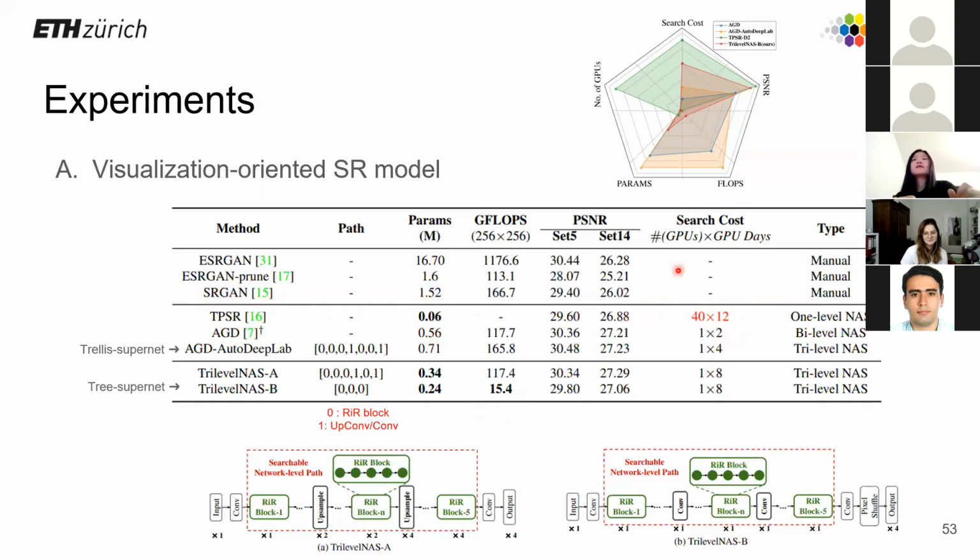And in this radar plot, we give a complete comparison between our methods and all these other methods in 3 aspects. One aspect is the search efficiency, which is indicated by the number of GPUs they used and the search cost. And also we compare the model size and the flops consumption, and also the PSNR values, which is the performance of the super resolution network. And you can see our method is the red area. You can see our method achieves a good trade-off between all those metrics here.